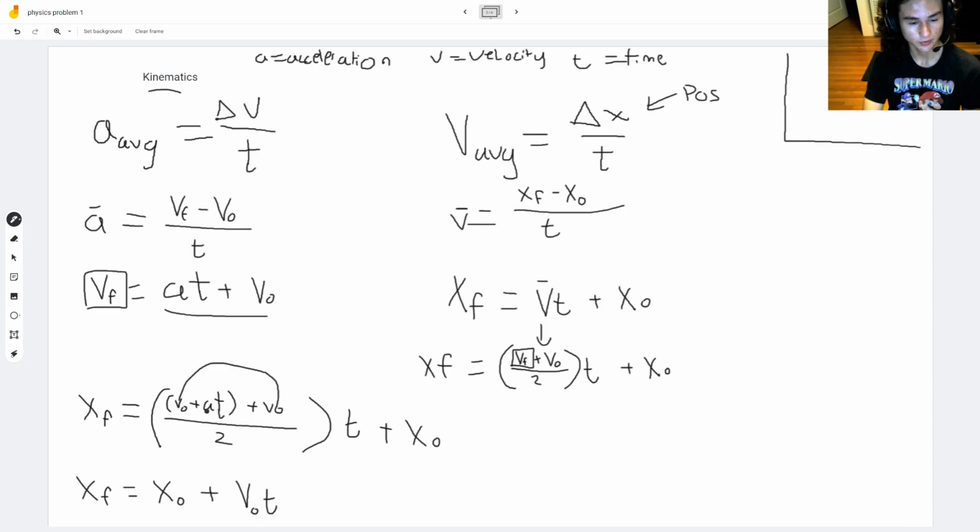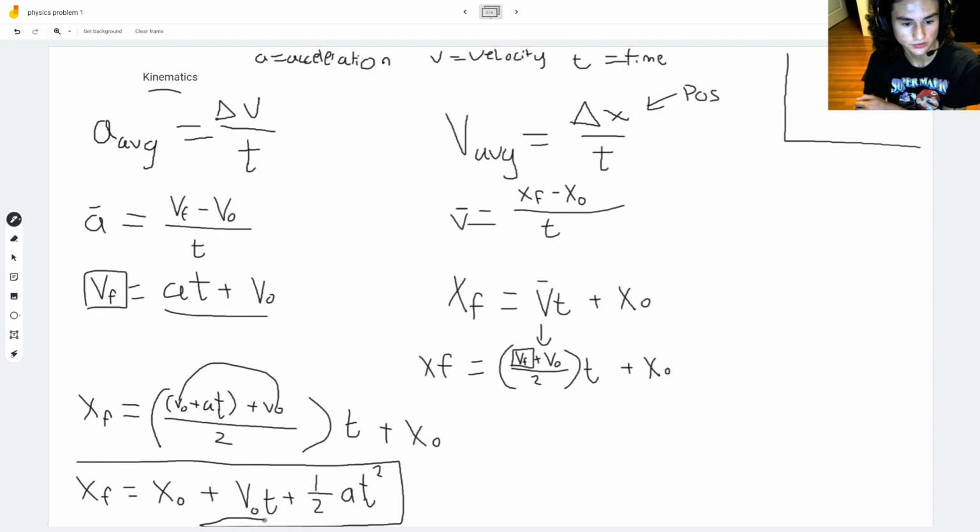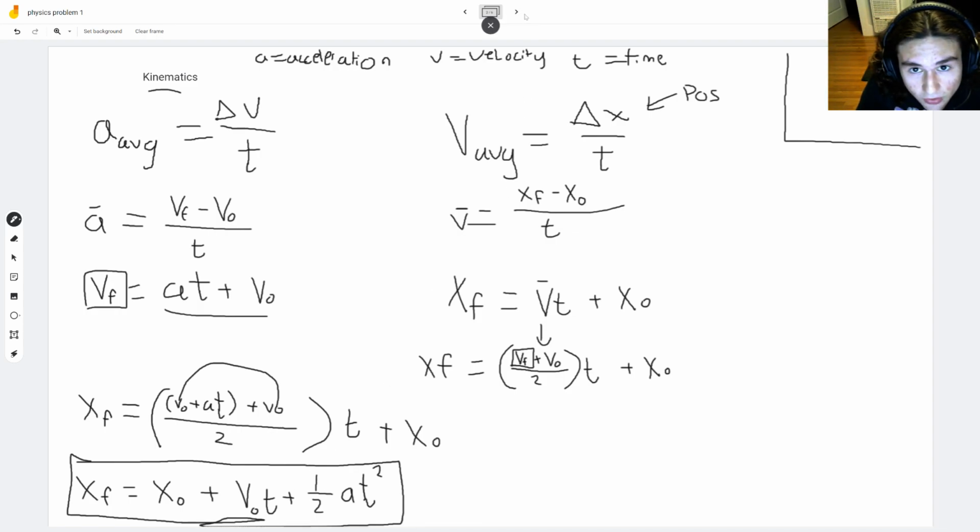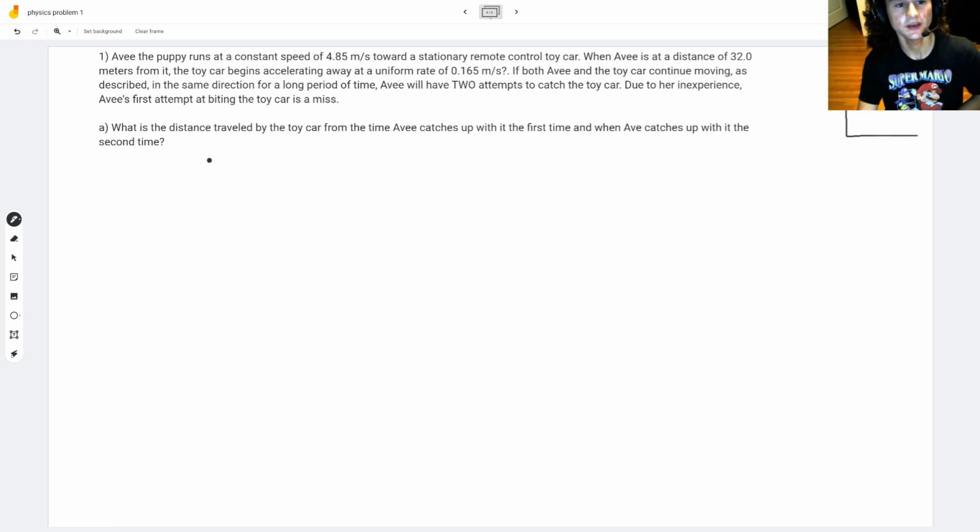And then the last part, acceleration, we're adding that. We have acceleration t over 2 times t. I'm going to write that as 1/2 acceleration times t. And we have to remember that we're multiplying by 2 t's, so it's going to be t squared. And so now this is one of the kinematic equations, and we're going to be using it to solve this problem.